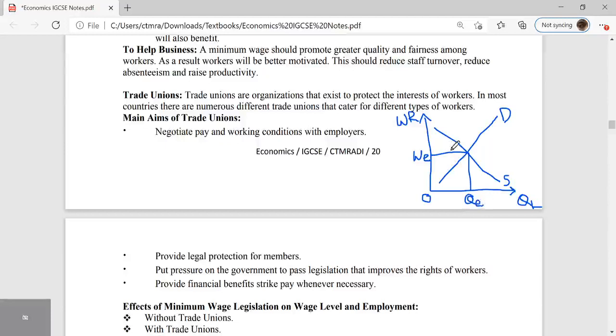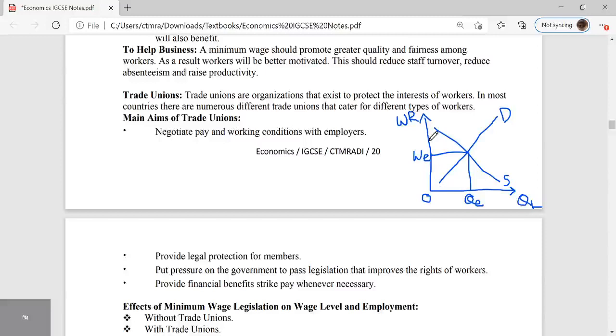Okay, so this is where demand and supply are equal. But sometimes the government observes, or there are lots of protests, and then somehow the government decides, okay, let's increase the wage rate. It's too low.